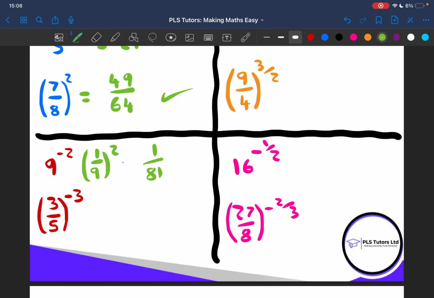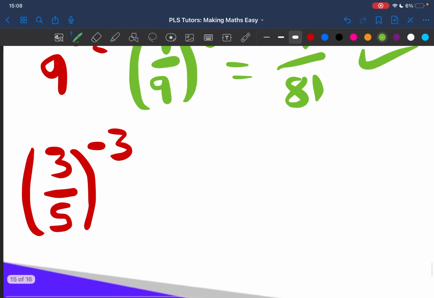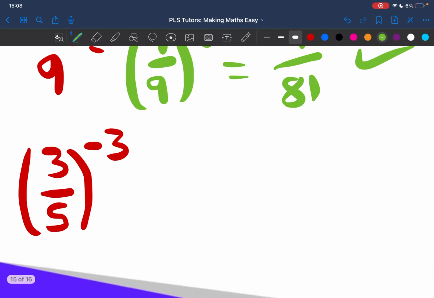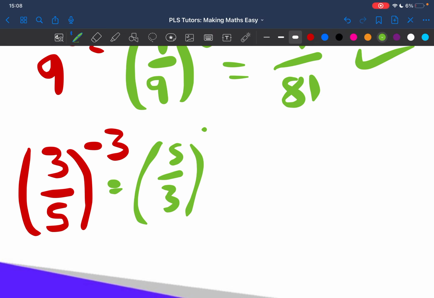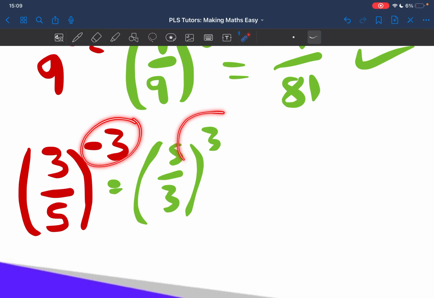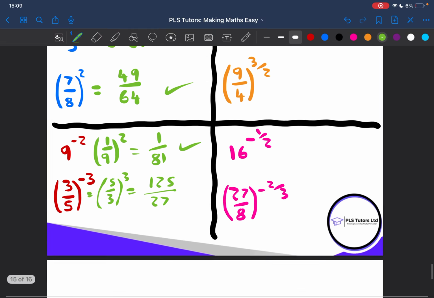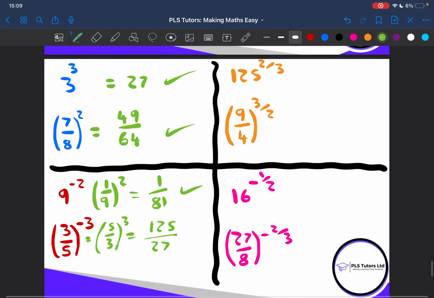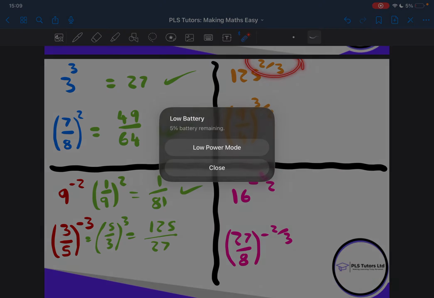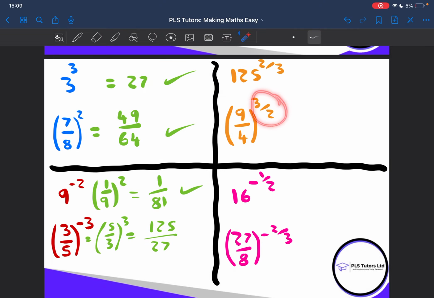Then this one, we don't really want a negative, so we're going to flip it upside down to become 5 over 3 to the power of positive 3. We flipped this, which turns it from negative 3 to positive 3. 5 cubed is 125, and 3 cubed is 27. Okay, now, we're on the second page. There's actually only one new thing you need to know here, and that's what happens when the power is a fraction. So 125 to the power of 2 over 3.